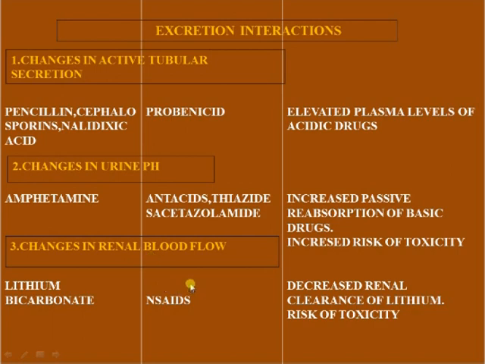So we have NSAIDs, that is non-steroidal anti-inflammatory drugs or painkiller drugs, which can decrease renal clearance by affecting renal blood flow. Of course that has to be taken for a long time, and it can have an impact on clearance of a few drugs like lithium, drugs for bipolar disorders and so on. So that's the kind of scenario as far as drug excretion interactions are concerned.